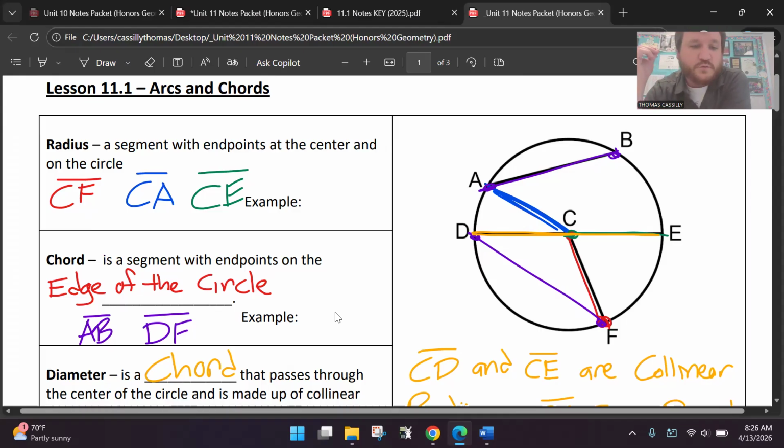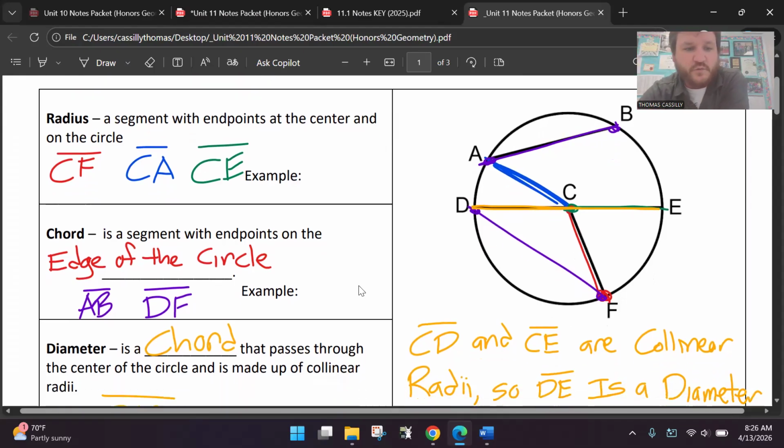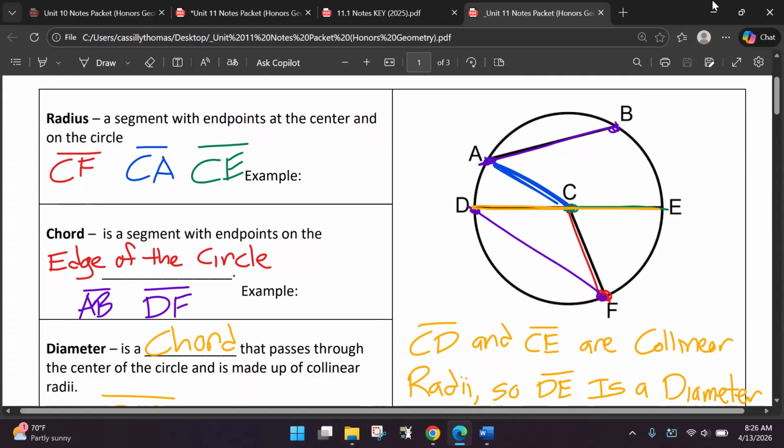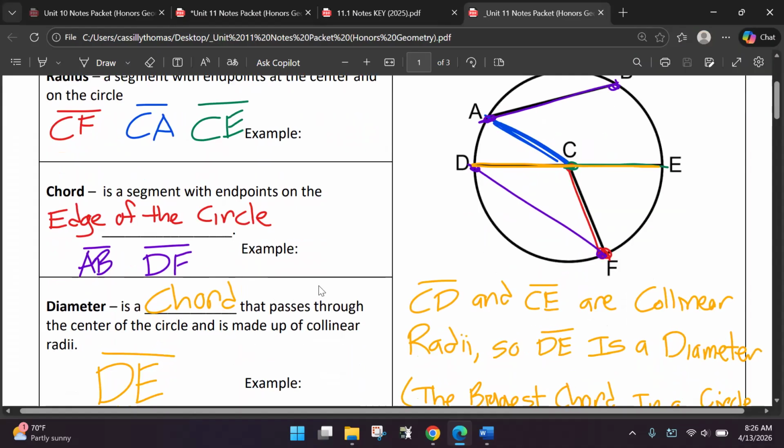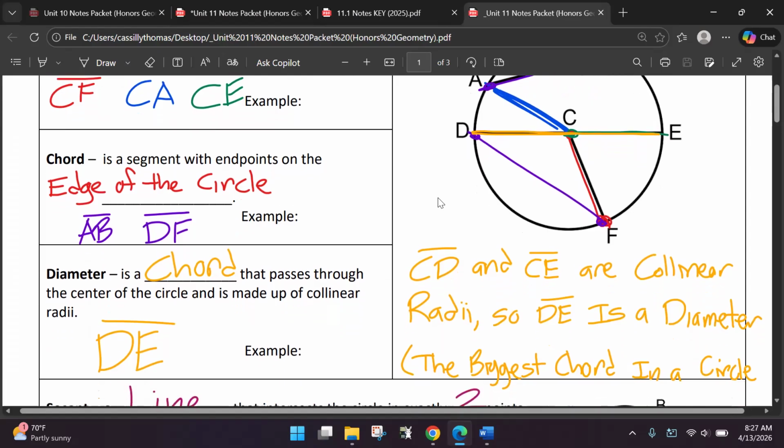Now, if you want to think of a special kind of chord, we have the diameter. The diameter is a chord that passes through the center of a circle, and it's just made up of two radii. If you look at CD, CD is a radius, CE is another radius. C, D, and E are all three collinear points. Those three collinear points are going to make up a diameter. So DE is the diameter of the circle.